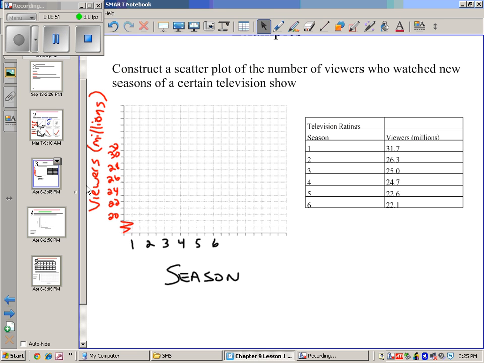Okay, now I'm just going to plot your points. First season, 31.7. So we come up here to the 31, in between 30 and 32, probably right about there. Season 2, 26.3. So drop some, and come up here to 26.3.